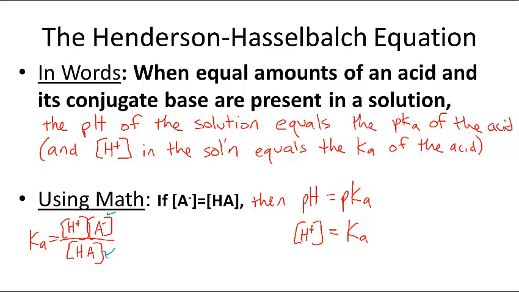Question? Student question is, what does P stand for? So P, the reason that we use the letter P, it comes from the word power, because it's 10 to what power equals that thing. So like pH is the power of hydronium ion concentration, and pK is the power of the Ka. 10 to what power? That's where it came from.